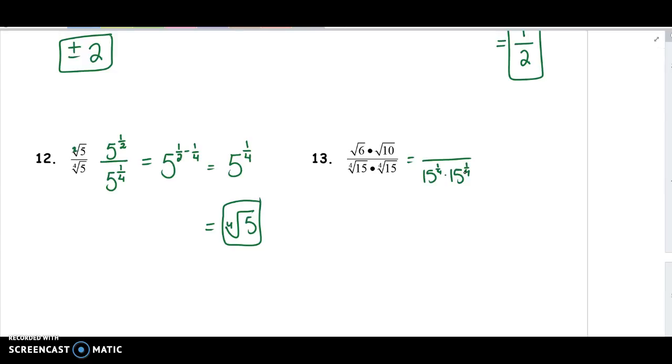Those of you who like to cook and bake, what's a fourth of a cup and a fourth of a cup? Half of a cup. If you add a fourth and a fourth, you get a half. Well, 15 raised to the 1/2 is the same as the square root of 15. So now, this entire problem is square roots.